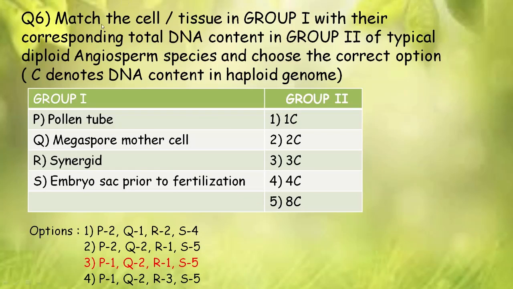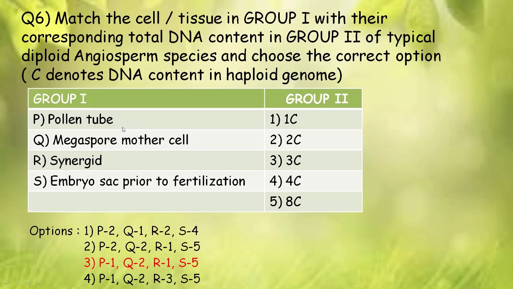Next question is, match the cell tissue in group 1 with their corresponding total DNA content in group 2 of a typical diploid angiosperm species. Here the C denotes the DNA content in the haploid genome. In group 1 we see P, that is pollen tube, Q is the megaspore mother cell, R, that is the synergid, and S is the embryo sac prior to fertilization. So the correct match would be option 3, that is P1.